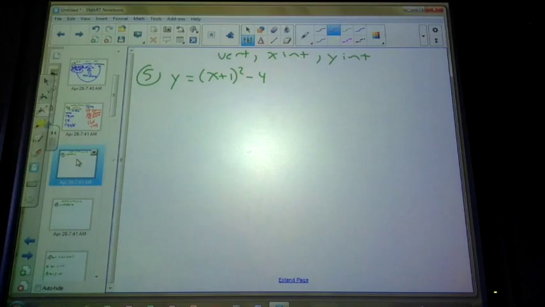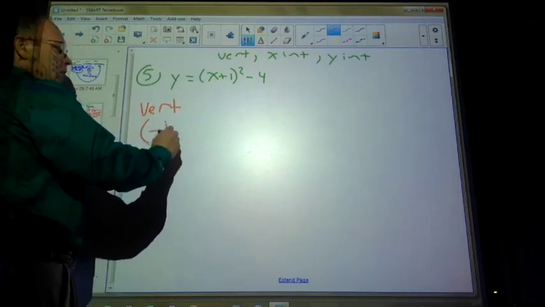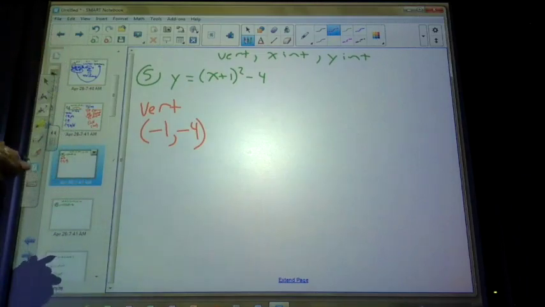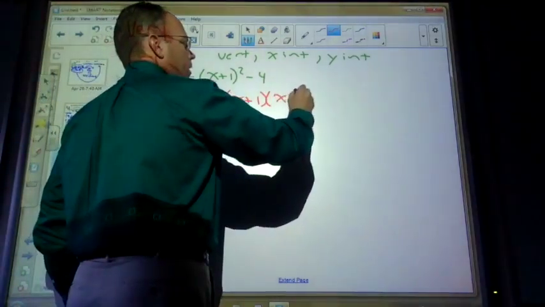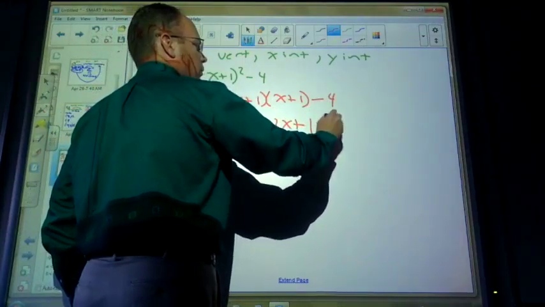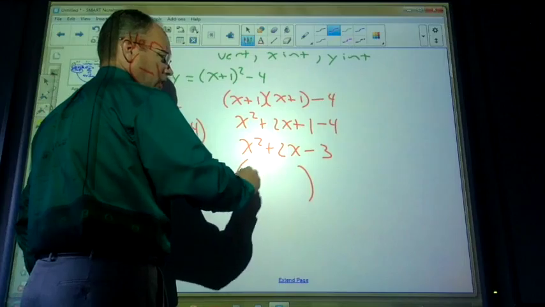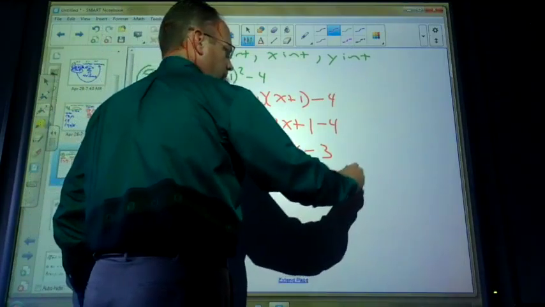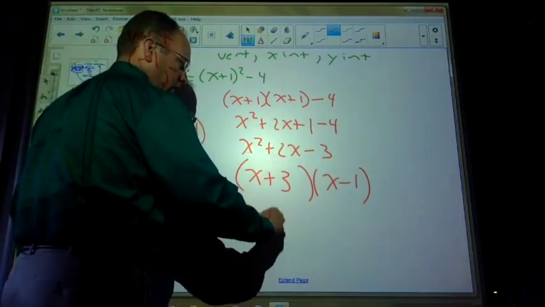Alright, next one. We want to find the vertex, the x-intercept, and the y-intercept. Well, this is already set up in vertex form. Okay, -1, -4, perfect. To find the x-intercept, let's multiply it out. Let's go x plus 1, minus 4, so that's going to give me x squared plus 2x plus 1, minus 4, so that's x squared plus 2x minus 3. So that just factors down to x plus 3, x minus 1. If I do it quickly, so my x-intercepts are -3, 0, and 1, 0.